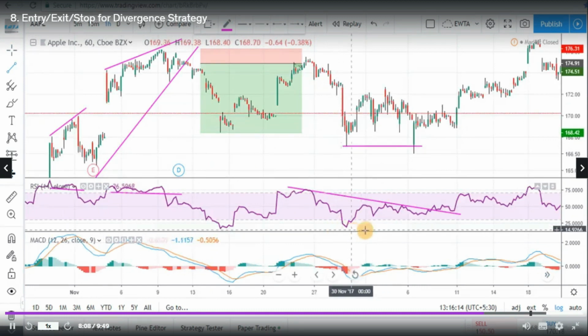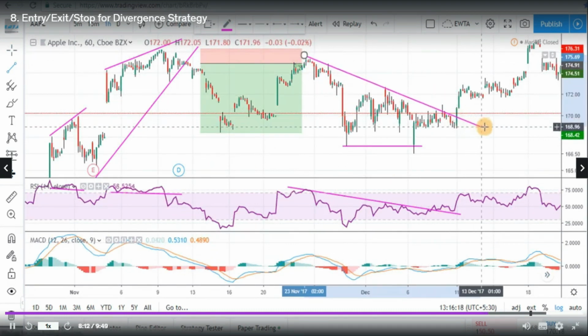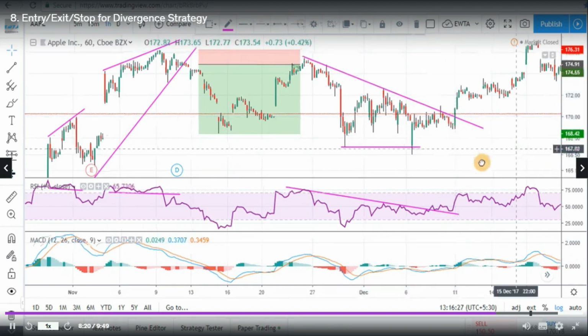Now again there is a bullish divergence. We will draw a trend line for the recent price action. Here at this candle we are getting a buying signal. MACD is also giving a buying signal, so we can go long at this point.